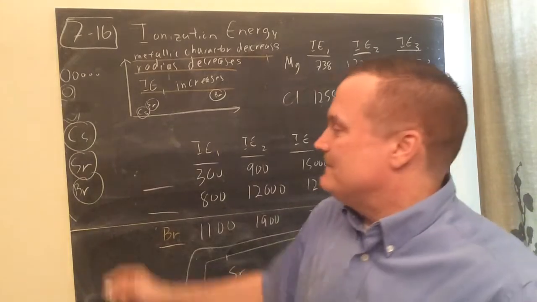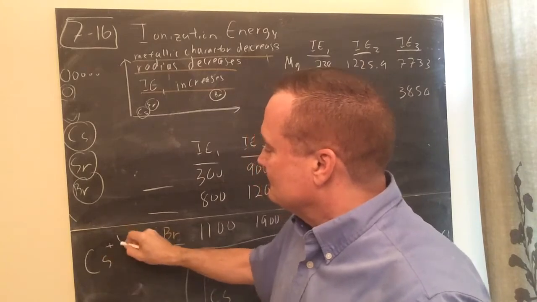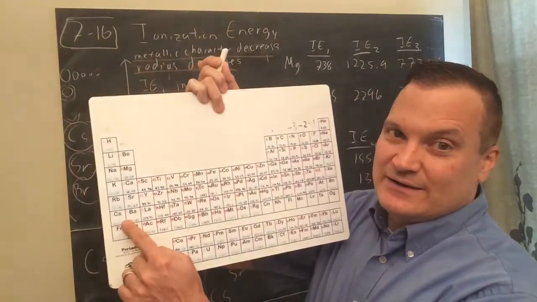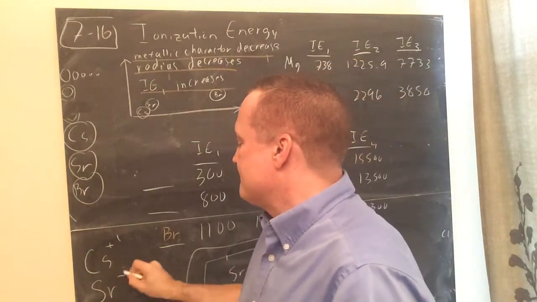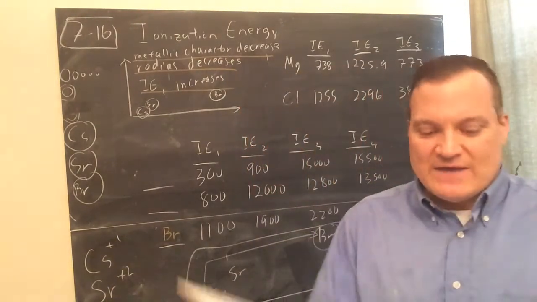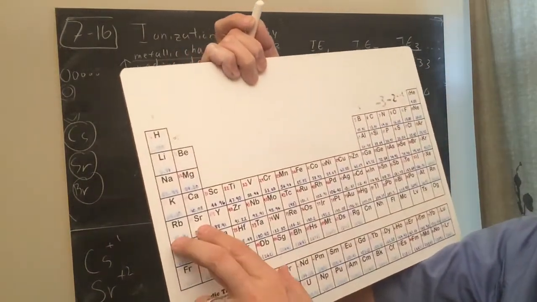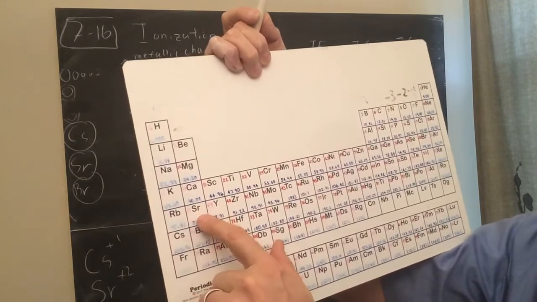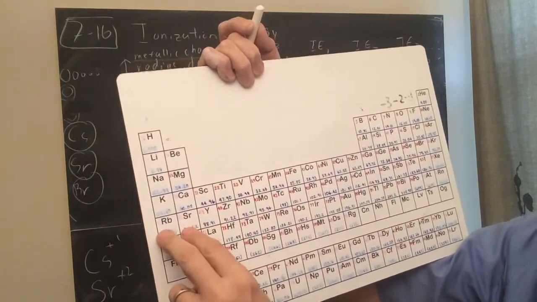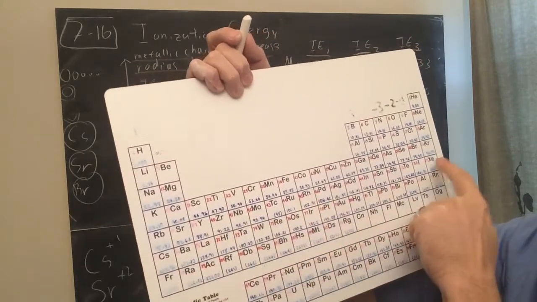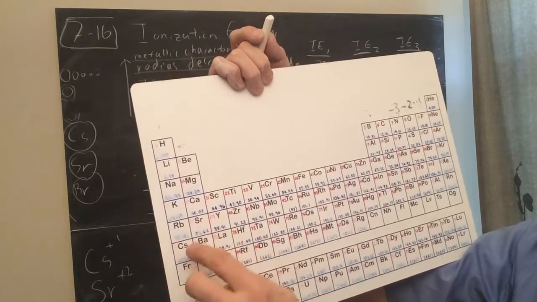I'll show you what I mean. Cesium makes a charge of Cs plus 1. Hopefully you know that it's in group 1. Strontium is Sr plus 2. If you think about the electron configurations, I'm not going to write them down, but you can figure it out on your own. For strontium, it would be krypton 5s2. And for cesium, it will be xenon 6s1. All right, 5s2, 6s1.